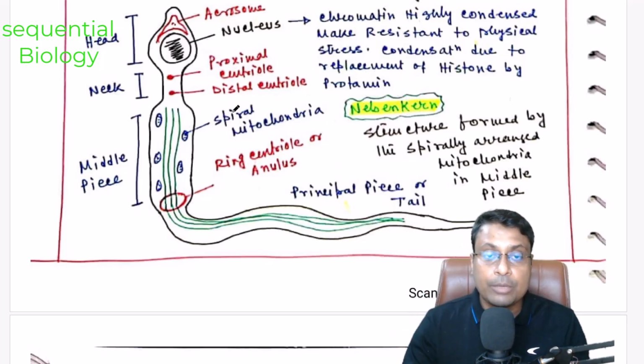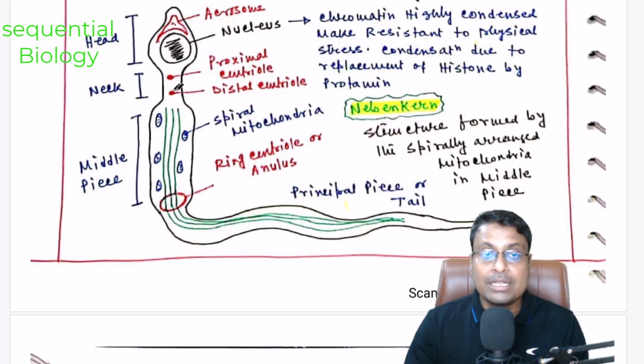This spiral mitochondria provides energy for movement of sperm, and there is also another centriole which is known as the ring centriole or annulus, and this is the tail portion, the end piece or principal piece, the tail. Then the spermatozoa is made up of four regions. The first one is the head where the nucleus and the acrosome are present, and the second one is the neck where the proximal centriole and the distal centriole are present. The third portion is the middle piece, and in this middle piece the spiral mitochondria are present, and the ring centriole or annulus marks the ending of the middle piece, and the last portion is the tail piece.